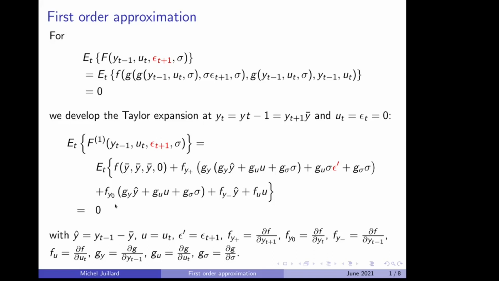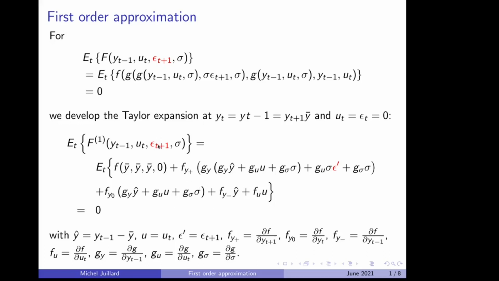For the unknown function g, for the time being, those derivatives are unknown and they are our object of inquiry indeed. Gy is the derivative with respect to the past state of the system, gu with respect to the shock, and g sigma with respect to the stochastic scale of the system.